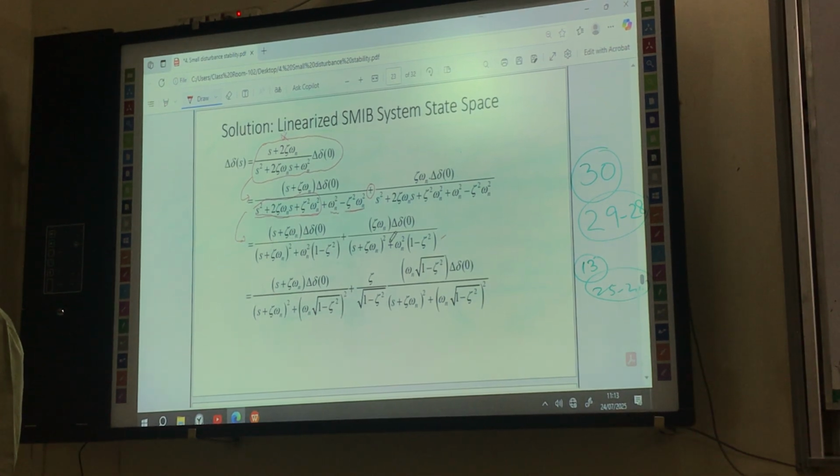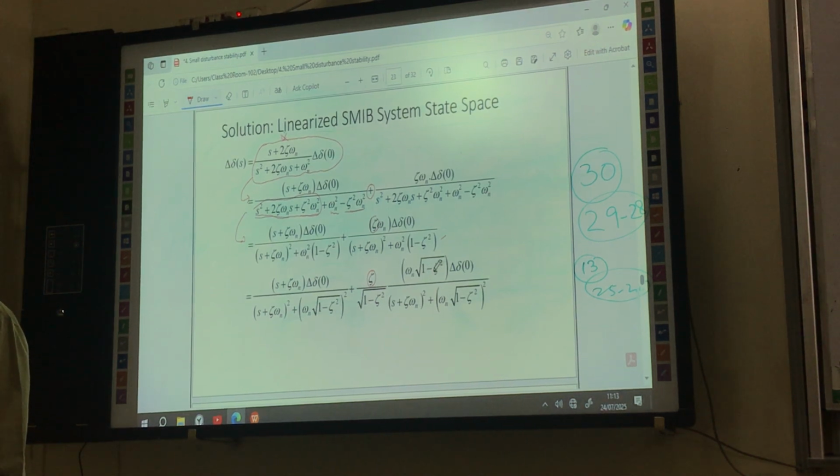Okay, and in this term, the second term, this is zeta, so this zeta has come here. And you have multiplied root over 1 minus zeta square in the upside and in the downside as well. So these two will be cancelled. The same thing you have multiplied in the numerator as well as in the denominator, so it will be same. Okay, and for this thing it is S plus zeta omega n whole square, and for this thing it is omega n root over 1 minus zeta square whole square. Okay, so have you understood up to now?